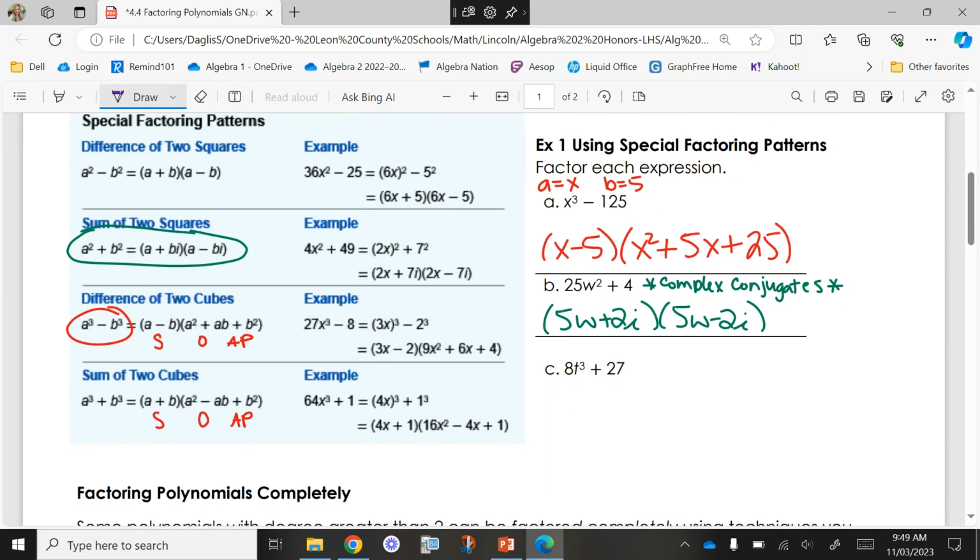All right, 8t cubed plus 27. What do we got? A sum of cubes. Yes? So now we're doing this guy down here. I need to know what is a and what is b. So if a cubed is 8t to the power of 3, then what is just a? A 2 and a t. Does that make sense? The cube root of 8t cubed is 2t. If b cubed is 27, take the cube root. What is the cube root of 27? 3. Oop, I was about to write 2. There we go, 3.